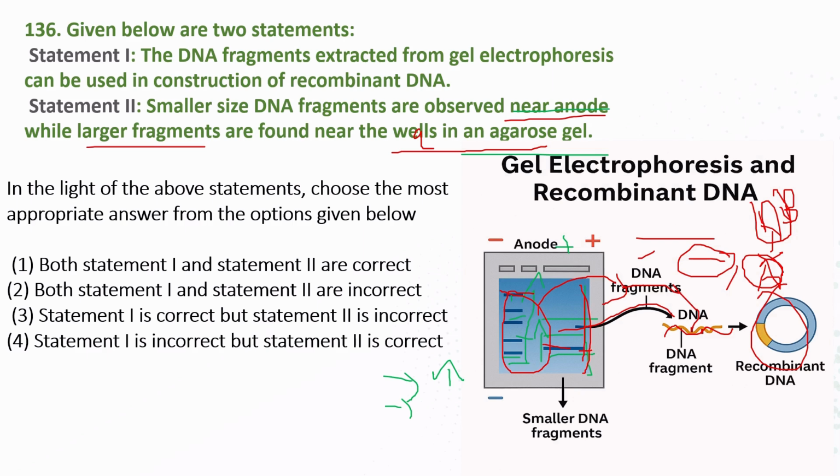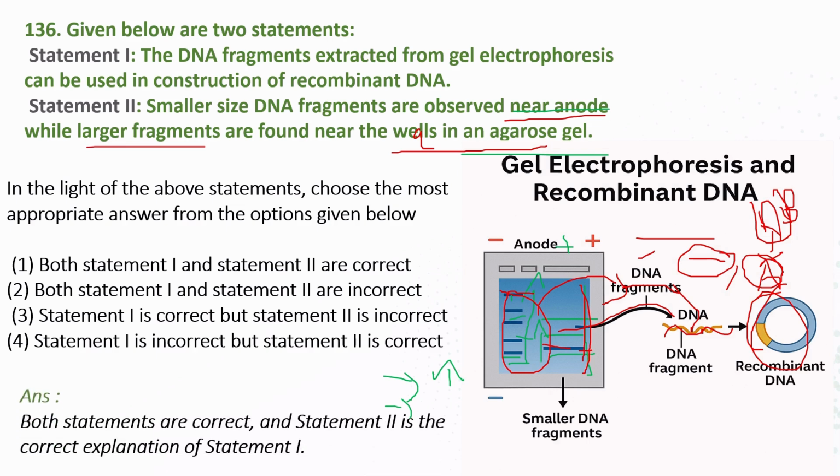So the first statement is also right, that the DNA fragments extracted from gel electrophoresis are used for recombinant DNA technology itself, for the production of more amount of DNA. So here both the statements are correct, and statement 2 is also a correct explanation for statement 1. So you can say that option 1 is correct. And we'll move on to the next question.